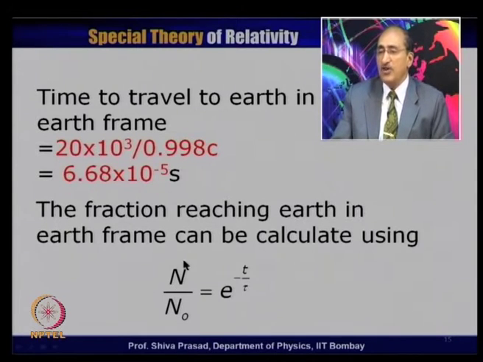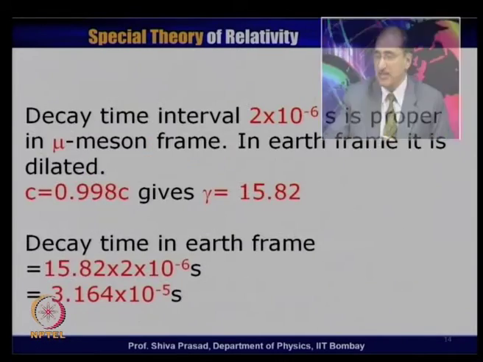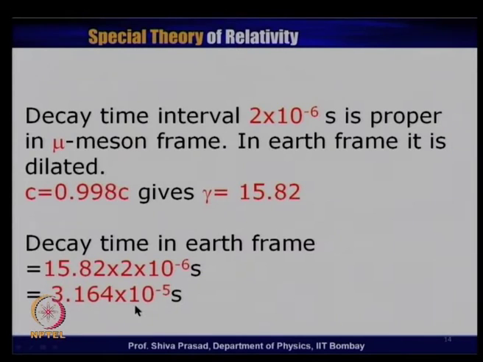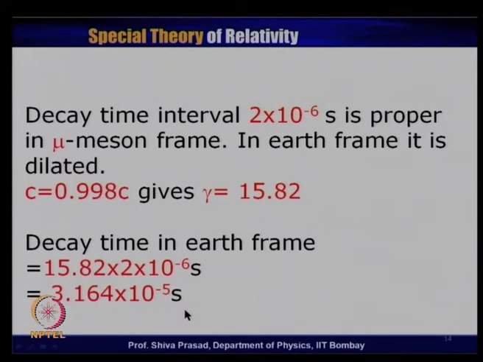So, if I have to find out the fraction, remember this calculation I am doing in Earth's frame of reference. If I have to find out what fraction must reach Earth, that will be n upon n naught, given by e raised to power minus t by tau, where for t I will substitute 6.68 into 10 to the power minus 5 second, and for tau we will substitute the value which we have obtained in my last transparency, which is 3.164 into 10 to the power minus 5 second.